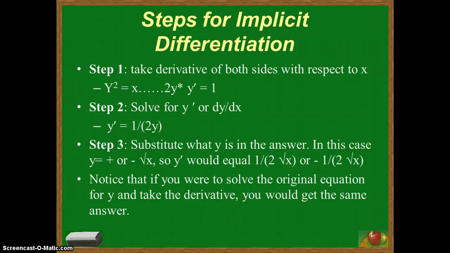Step 3, which you can do if you know what y equals, you would substitute what y actually is in the answer. In this case, y equals plus or minus the square root of x. So y prime would be equal to 1 over 2 square root of x, or negative 1 over 2 square root of x. Notice, if you were able to solve the original equation, y squared equals x, for y, and took the derivative, you would get these two answers. But like I said, a lot of times you don't know what y is, you just want to find what the derivative is, and then plug values into the derivative to find its rate of change.